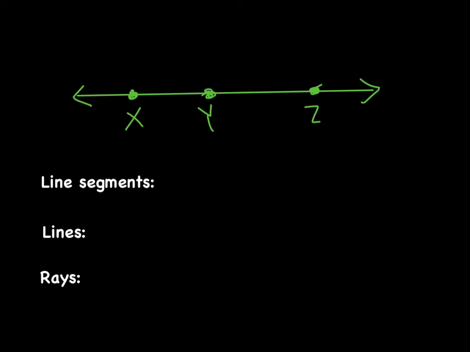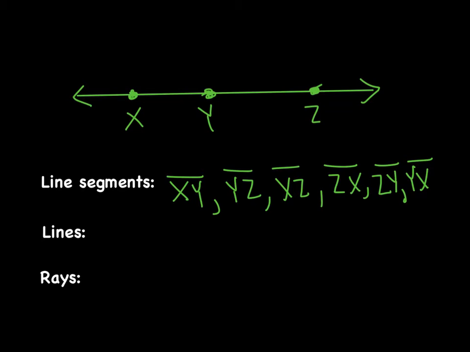Now let's take a look at this line right here. I want you and your partner to talk about all of the different names of line segments that you can find within this line. Turn and talk now. Hopefully you and your partners found 6 different line segments in this line. Line segment XY, line segment YZ, line segment XZ, and then going backwards, line segment ZX, line segment ZY, and line segment YX. When writing out all of those names, it should have looked like this.